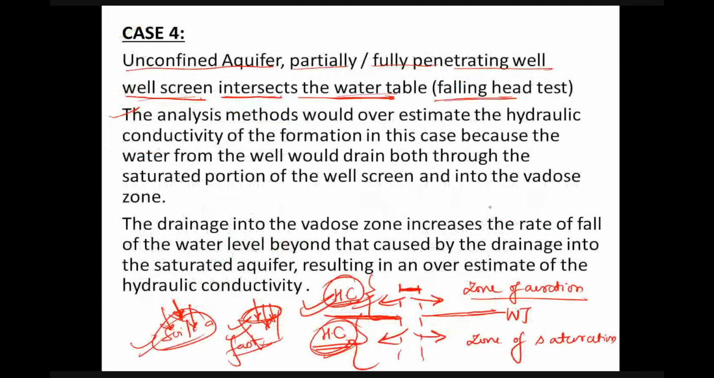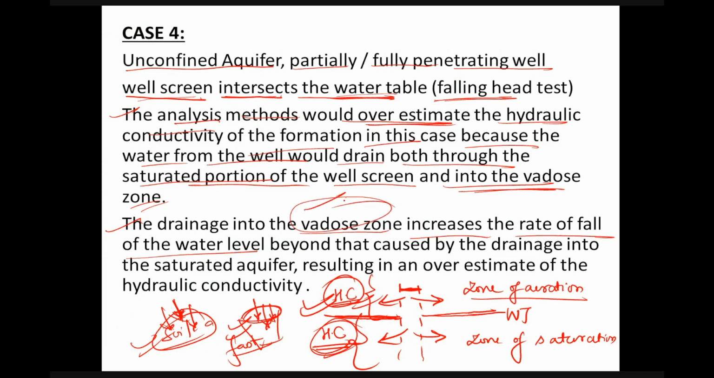So this is the same thing that is written over here. We have that the analysis method would overestimate the hydraulic conductivity of the formation in this case because the water from the well will drain both through the saturated portion of the well screen and into the Vadose zone. So water is entering both zones. So the drainage into the Vadose zone increases the rate of fall of the water because in this zone, the pore spaces are not completely saturated. So it will absorb water more quickly.